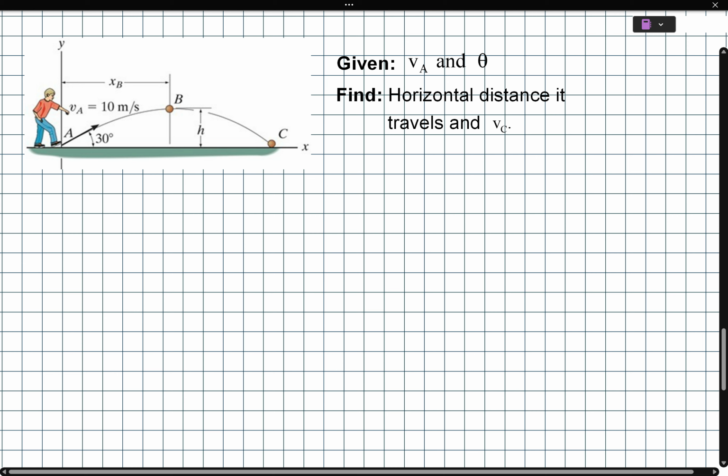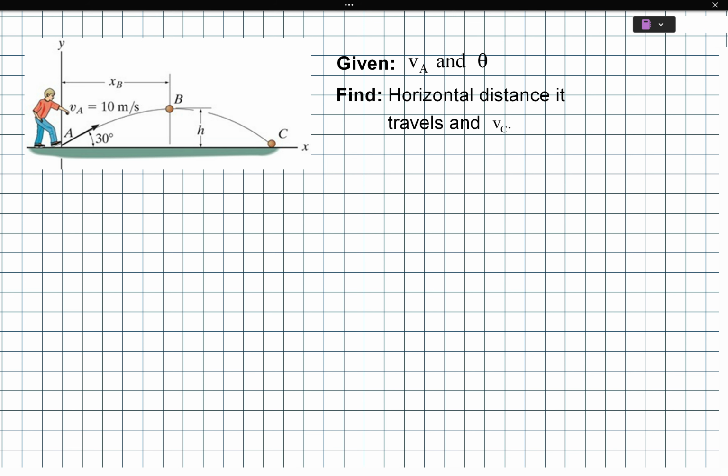Looking into our first example, we're given v sub a and theta. They give us v sub a, 10 meters per second, and theta is 30 degrees. We're told to find the horizontal distance it travels and v sub c. So what's our plan? Our plan is to apply the kinematic relations in x and y directions.